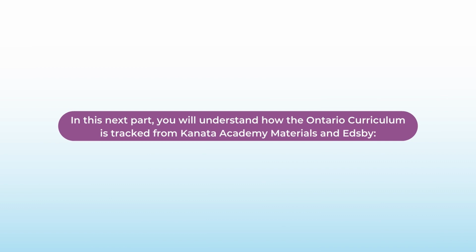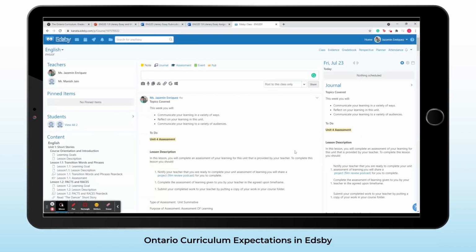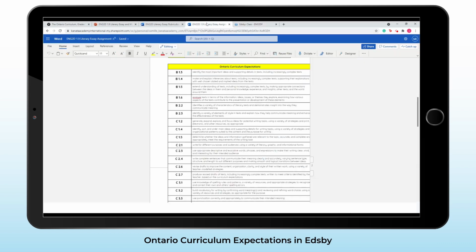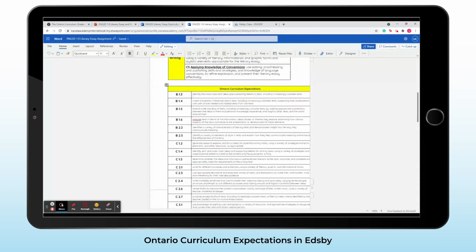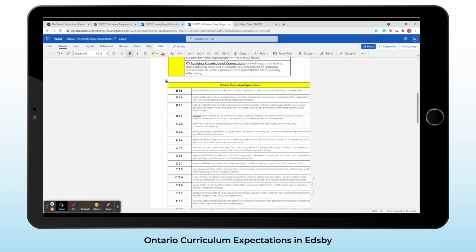In this next part, you will understand how the Ontario curriculum is tracked from Canada Academy materials and EDSB. The specific expectations should also be indicated in the assessments that we upload to our EDSB gradebook. In this video, I will show you how to create an assessment and where you should be indicating the specific expectation for that assessment. So let's say that I want to create an assessment for lesson 1.9, and I want to indicate the Ontario curriculum specific expectations that were met in this assessment.